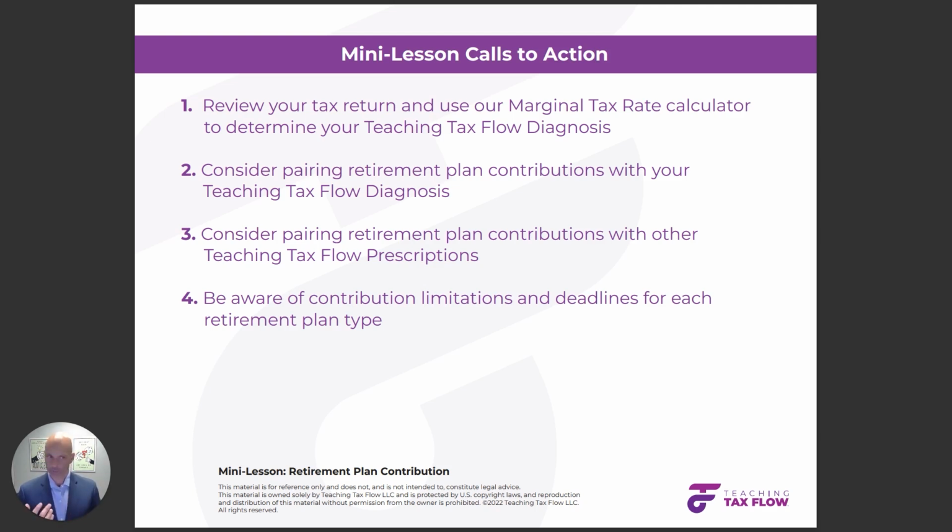Consider pairing retirement contributions with other Teaching Tax Flow prescriptions. What that would mean is potentially shift income in the fact pattern where you might have children working in your business and you own a business. Shift income to those children, red diagnosis, let those children contribute to a Roth IRA, green diagnosis and gold diagnosis.